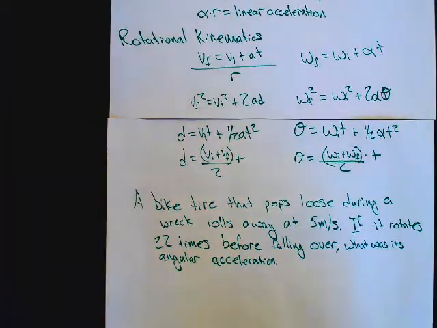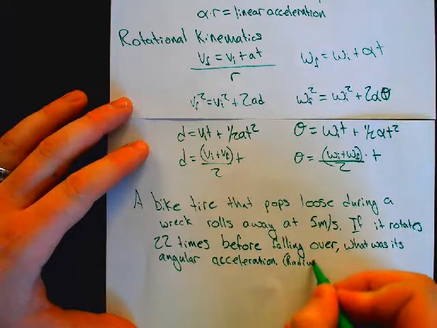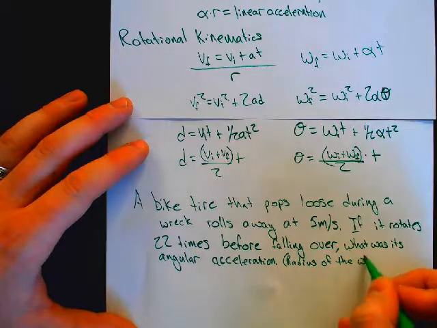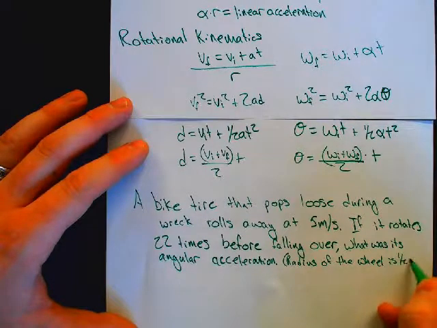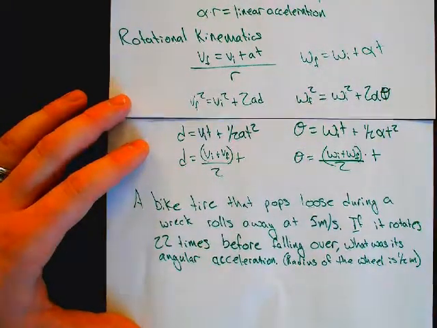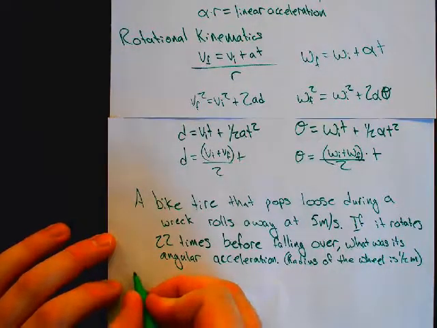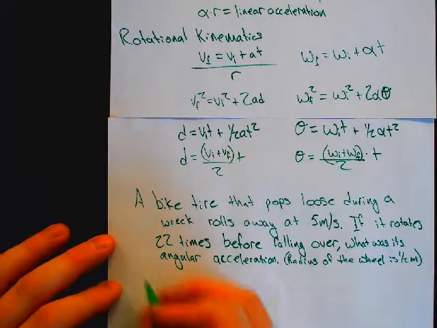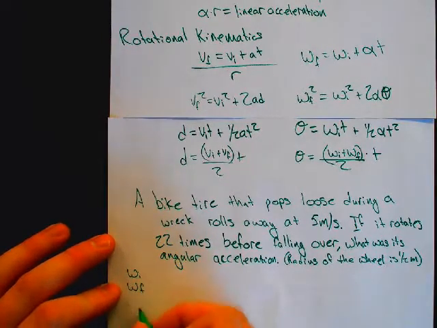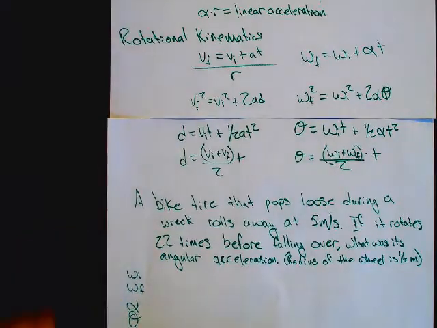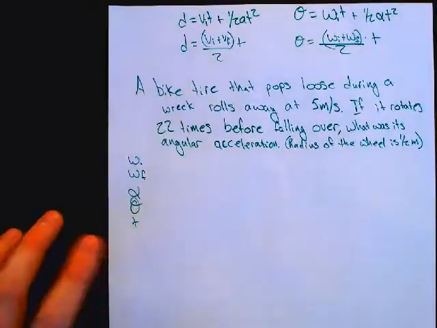Two things we're going to need to know. One, radius of the wheel. Radius of the wheel is 0.5 meter. And the other thing we're going to need to know is it falls over when it stops rotating. Okay. So I'm going to approach this in the same way that I would approach linear kinematics. So instead of listing VI, VF, A, D, T, I'm going to list omega I, omega F, alpha, theta, time. What do I know?